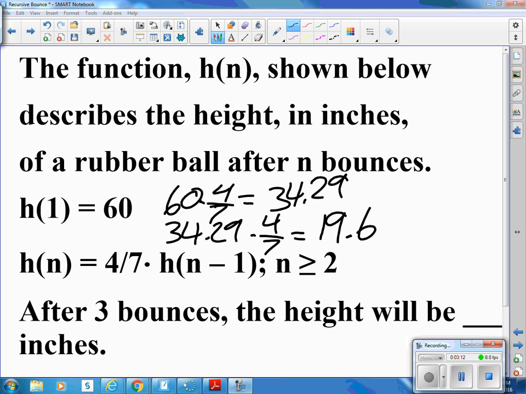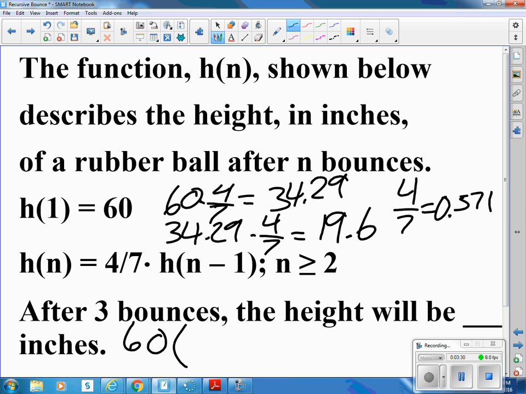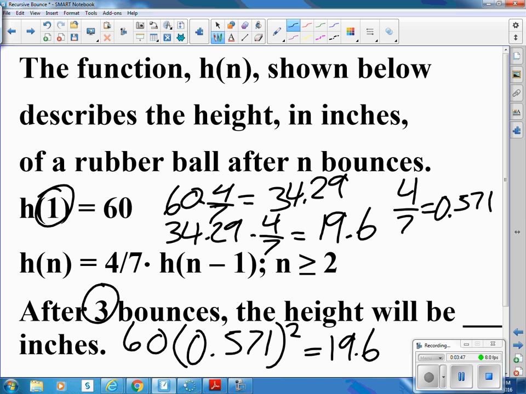Another way to do that would be to say, well, 4/7 is equal to 0.571, and then I could say, okay, 60 and 2 more bounces. So the third bounce would be 2 more past the first bounce. So 60 times 0.571 raised to the second. That's 19.6. So it's the same answer. You can do it either way.